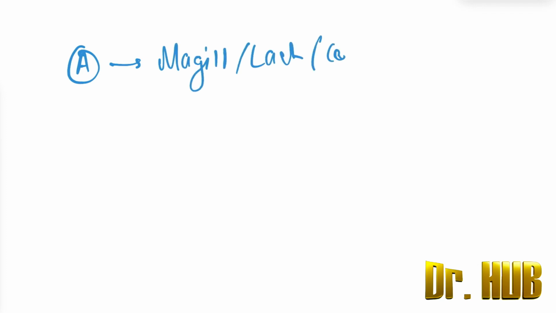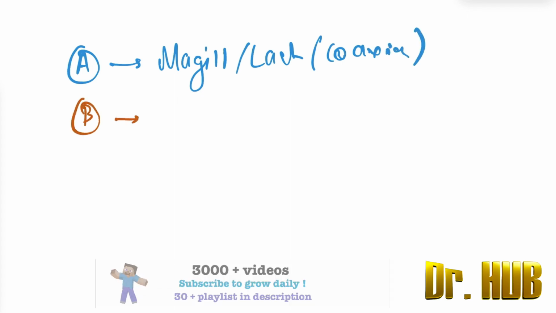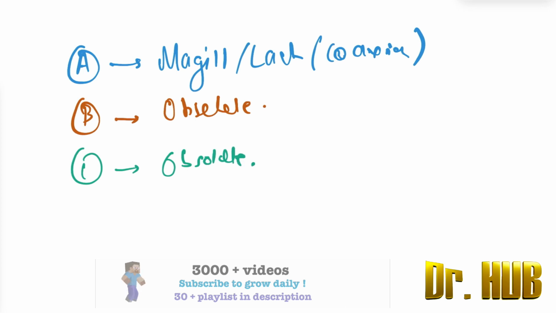Now let's look at some examples of each. Mapleson A includes the McGill as well as the Lack, which is coaxial. Next we look at B. B is obsolete, and C is also obsolete, though it is still used in emergency resuscitation.